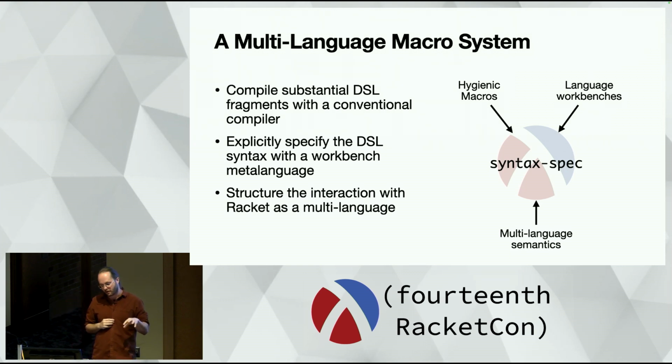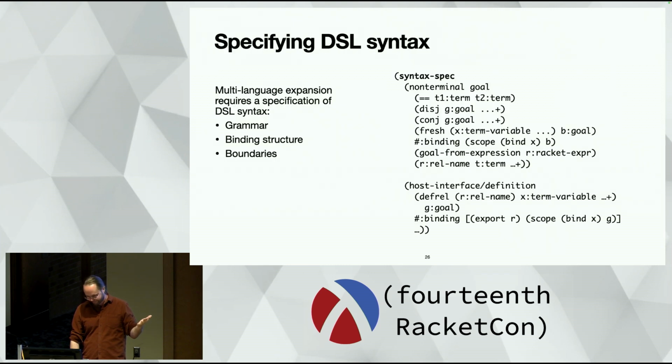And then the third big idea here is that we want to think about the way that our DSL and Racket are going to interact. And we can take some ideas from multi-language semantics to make that interaction a little bit more explicit and protected, so that we can have our optimizing compiler, but also have some safety. So let me show you what that looks like.